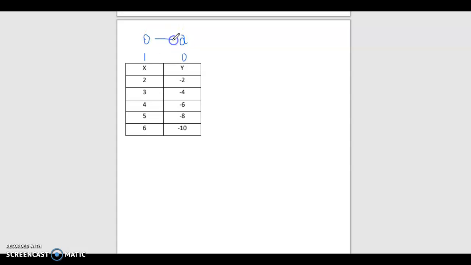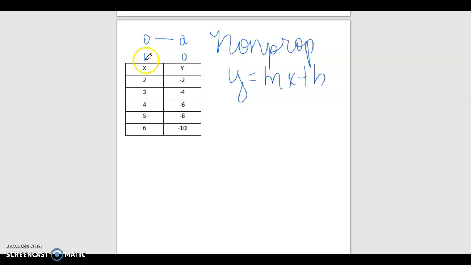So across from my 0 is not a 0, so this is non-proportional, which means y equals mx plus b. All right. So my b is a little bit easier to find. It's whatever's across from that 0, which was a positive 2. To find my m, I'm going to do change in y over change in x.